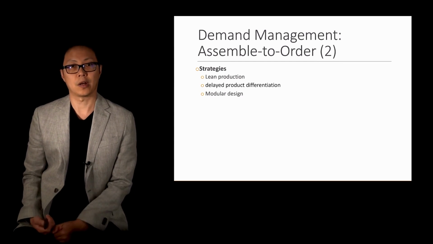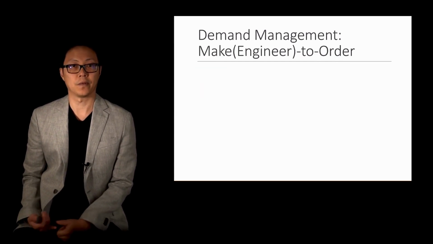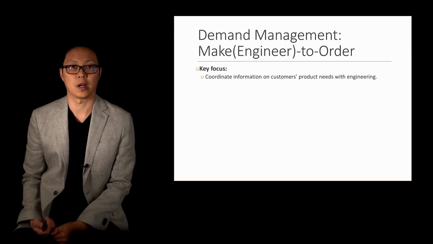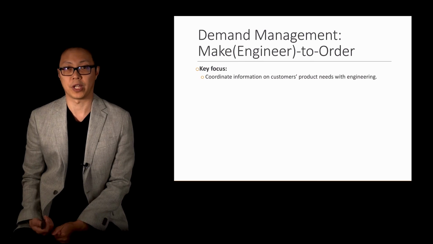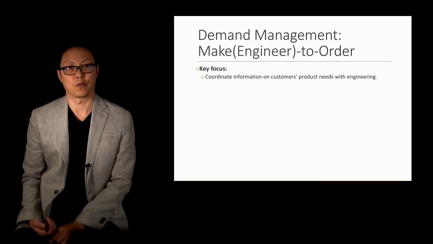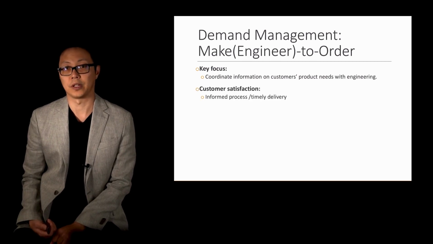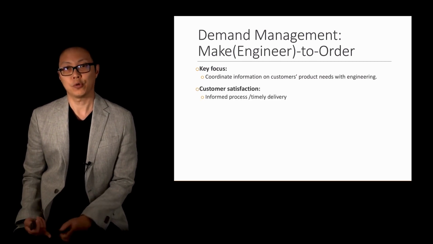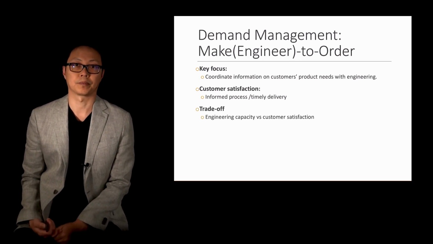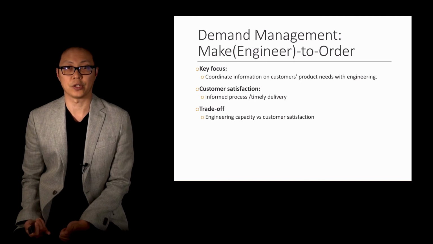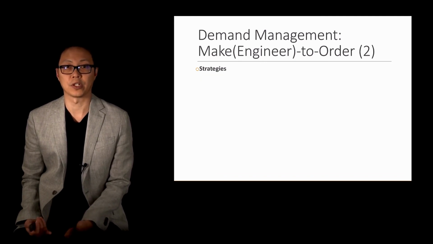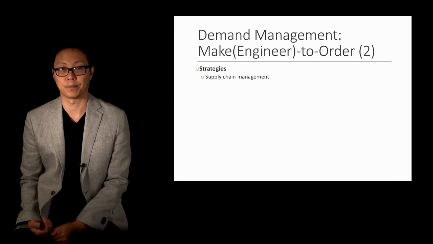For the engineer-to-order environment, the key focus will be to coordinate the information on customers' need with the engineering team. During the process, it is very important to keep customers informed and try to make a timely delivery too. The main trade-off in such an environment will be your engineering capacities. The customer satisfaction will be based on how you can utilize everything you know in supply chain management.